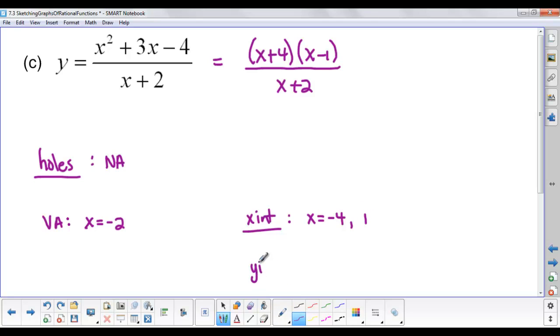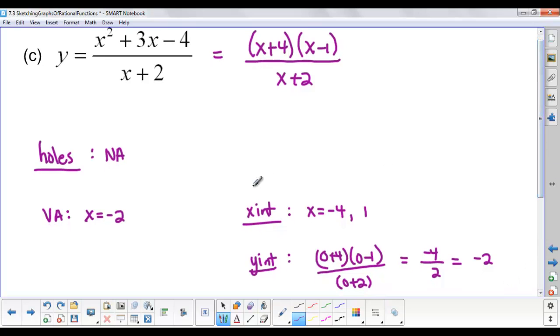We can work on our y-intercept now. We'll just sub in x equals 0. So 0 plus 4, 0 minus 1, and then 0 plus 2. So we actually end up with -4 over 2. And our y-intercept would be at -2. And then finally, we must deal with any other horizontal or other asymptotes.